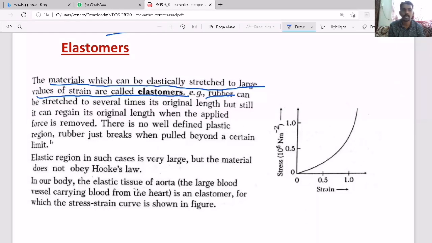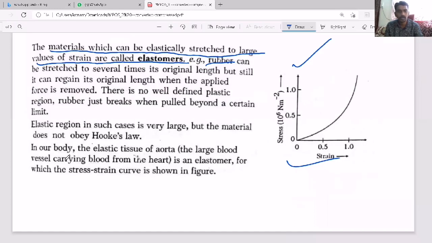But there is no well-defined plastic region. Immediately after a particular region, it will break. Because you take a rubber band and stretch it this much, it will come back. You stretch it this much, it will come back. But a slight permanent change happens that is negligible, and when you are stretching at a particular point, suddenly it breaks. You cannot realize what exactly the plastic region is. Such material we call elastomers, and for that the stress strain graph looks as shown in the diagram. It looks like a parabolic graph.